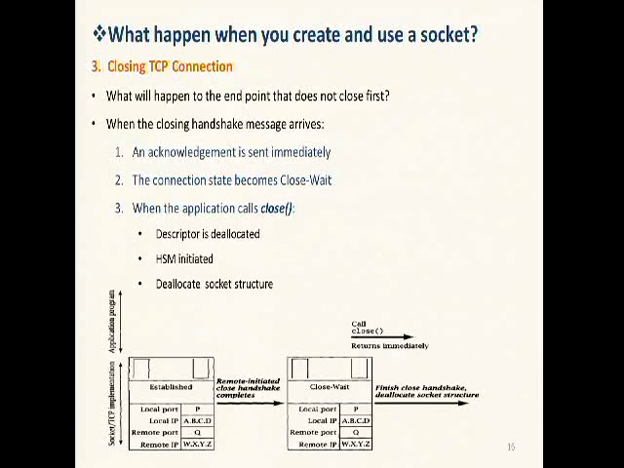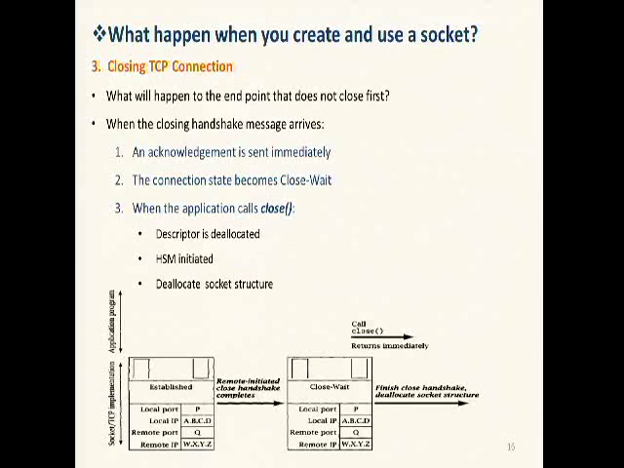Okay? So on the server side, when the application calls the close, the descriptor is deallocated. The handshake message is initiated. Why? Because I also want to tell the client that I'm done. If you want to recreate the process all over again, I'm done. And then it deallocates the socket structure. Now the structure is gone. You don't have the structure at all. So that's the way TCP/IP closes the connection.